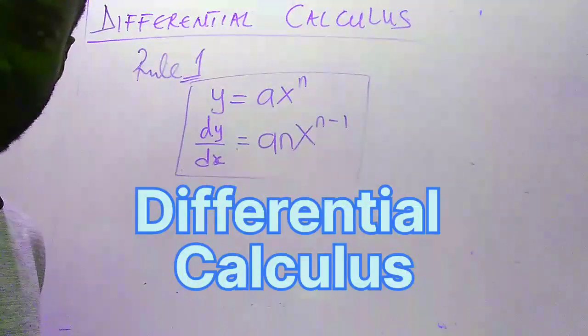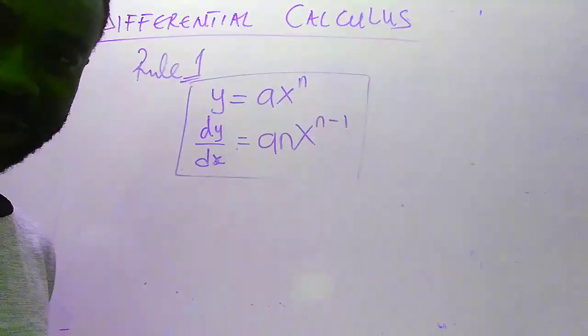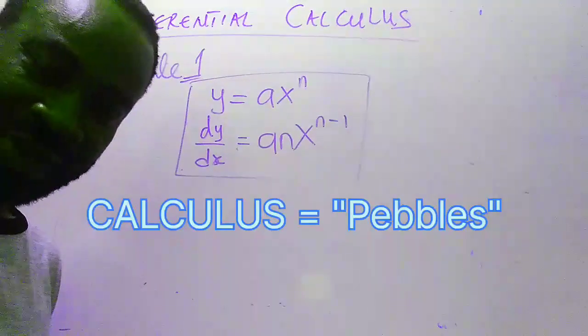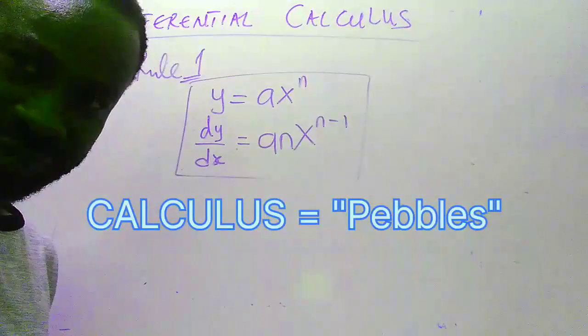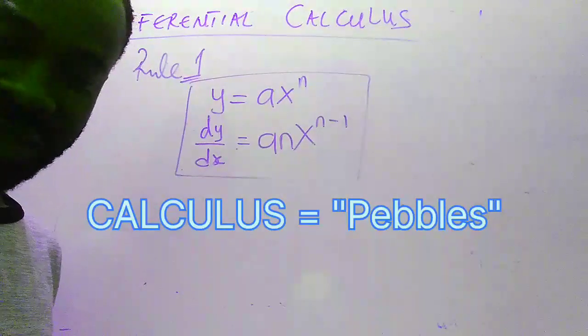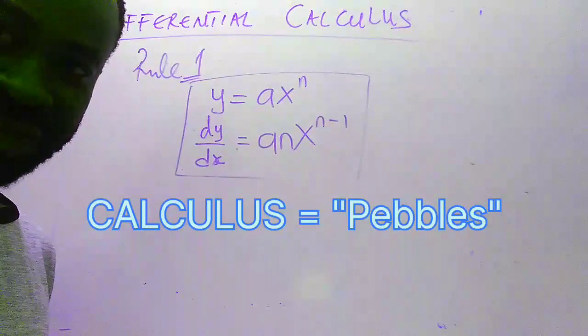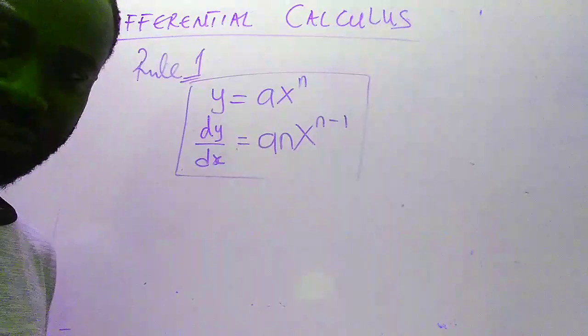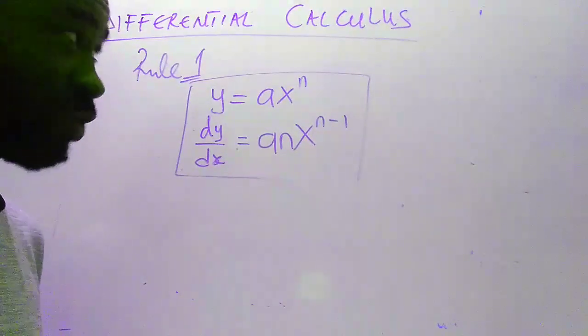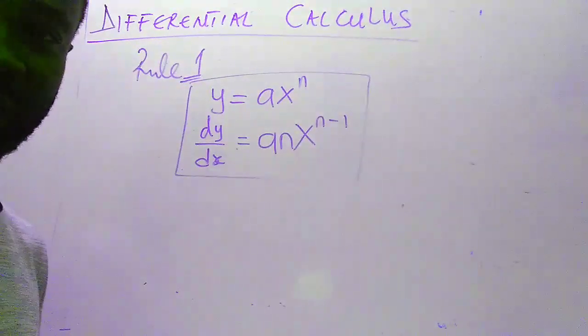Before we go into that, let me just tell you briefly about calculus. Calculus is a Latin word that means pebbles, tiny stones. In ancient times, tiny stones were used for simple arithmetic calculations. So that is where we have the word calculus from.